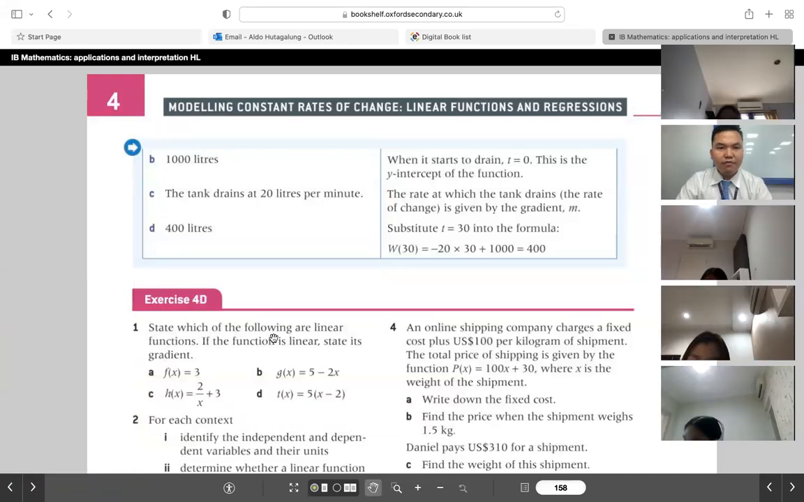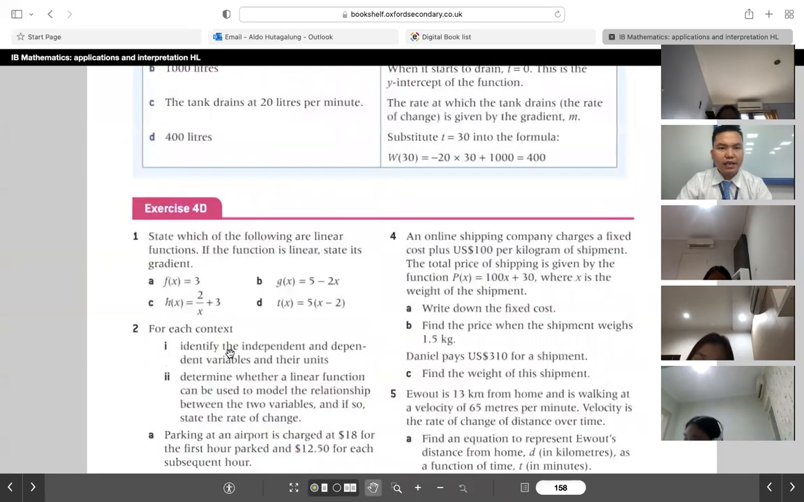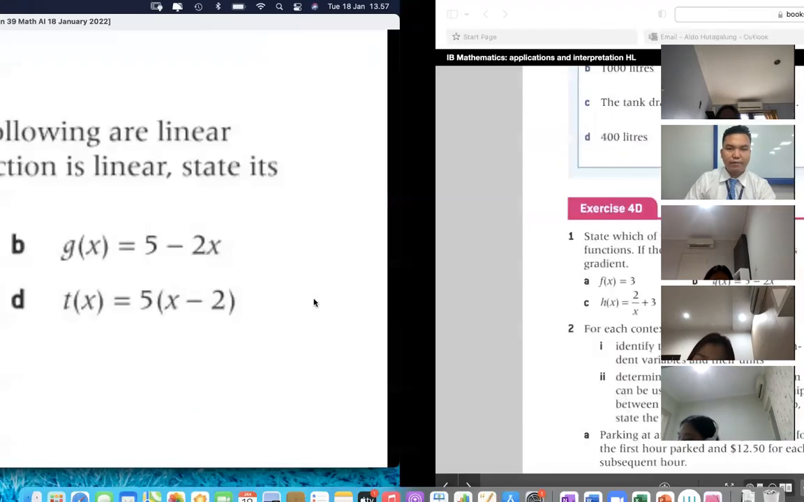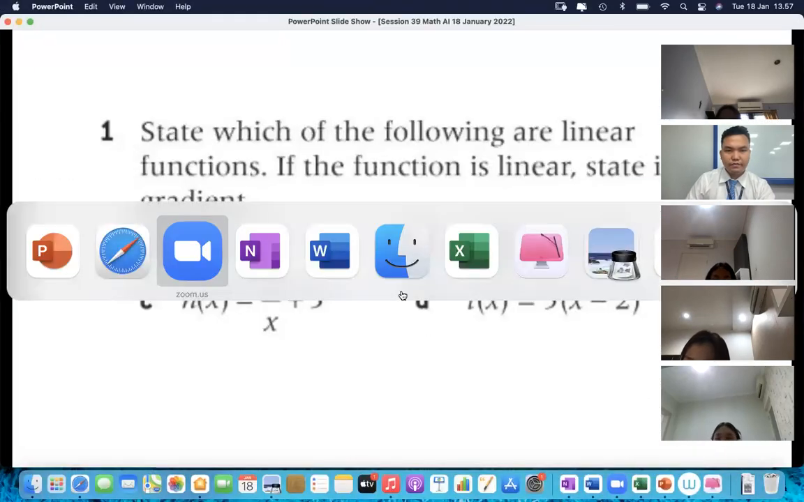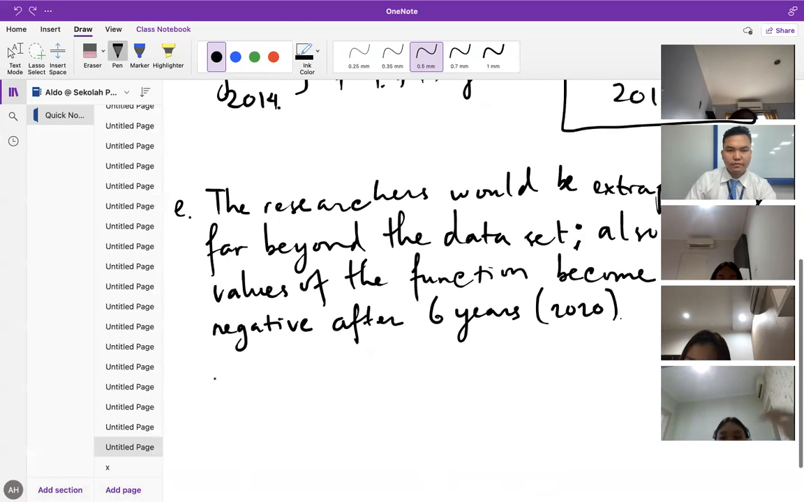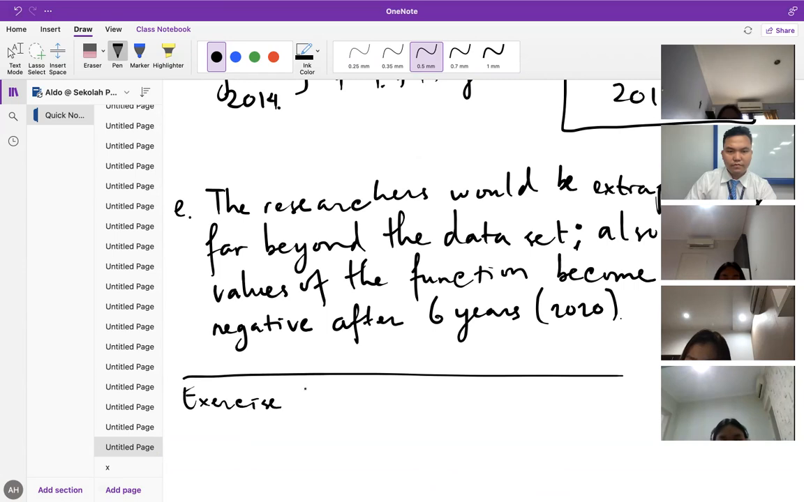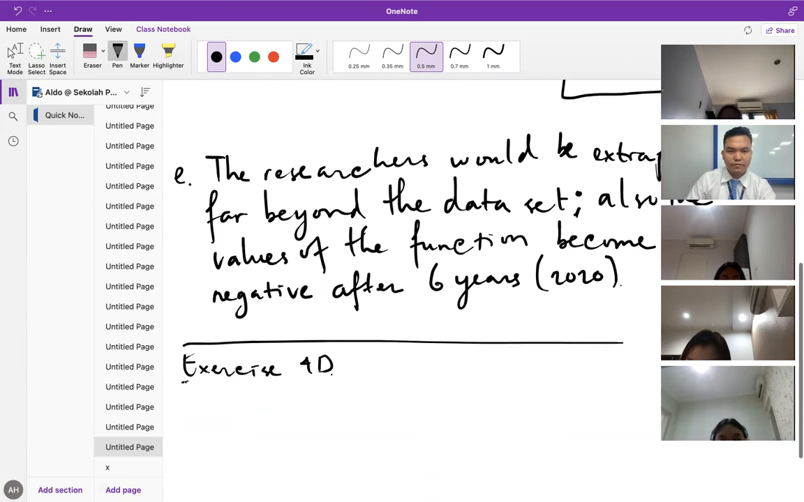Now, state which of the following are linear functions. If the function is linear, state its gradient. Okay, so for example, f(x) is equal to 3. Now remember, f(x) is the range. So we can say that this is the line y is equal to 3.